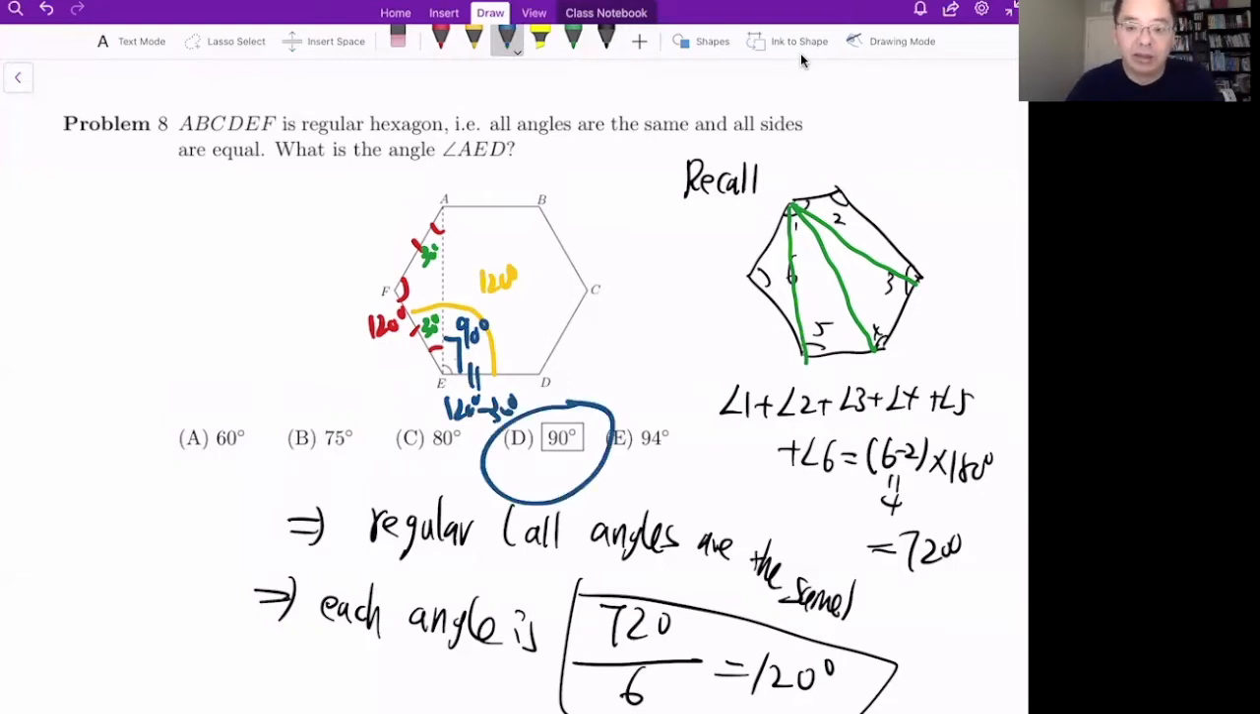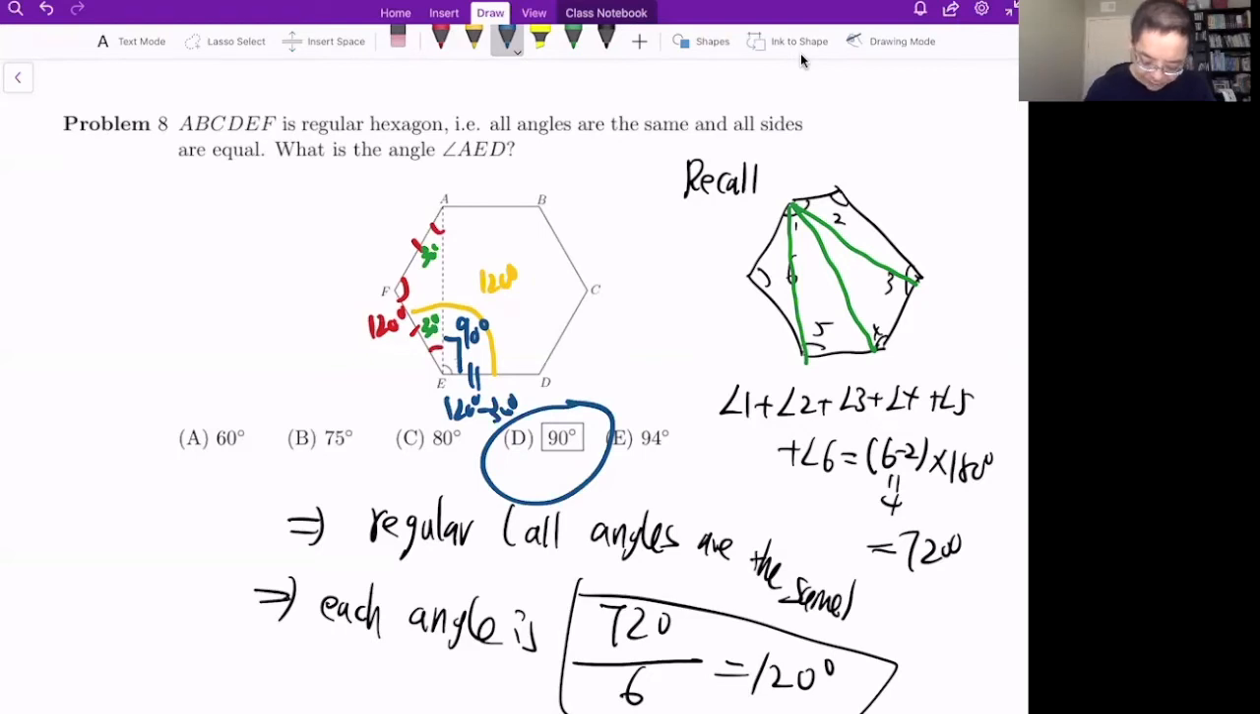So here the key point we use is number 1, the sum of the 6 angles of a hexagon is 720. And then if it's a regular hexagon, each angle equals 120, right? And then we quickly figure out this angle is 90 degrees.